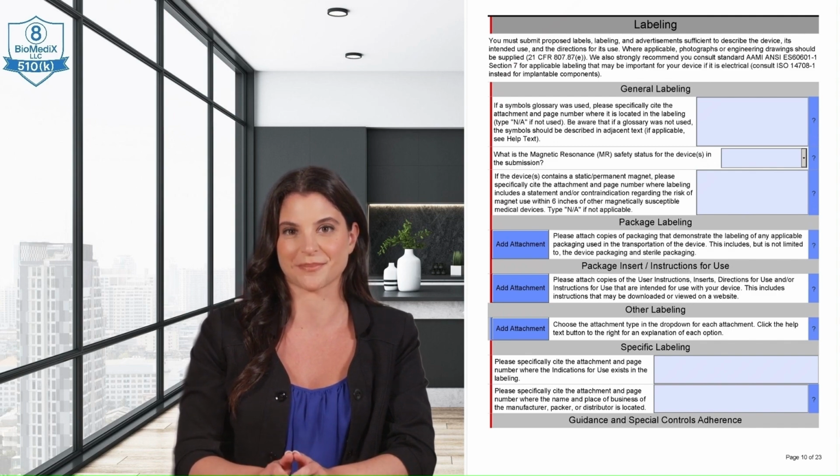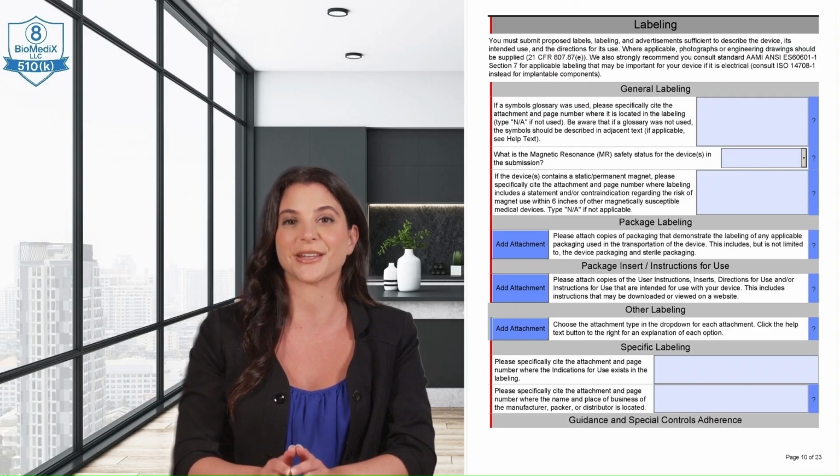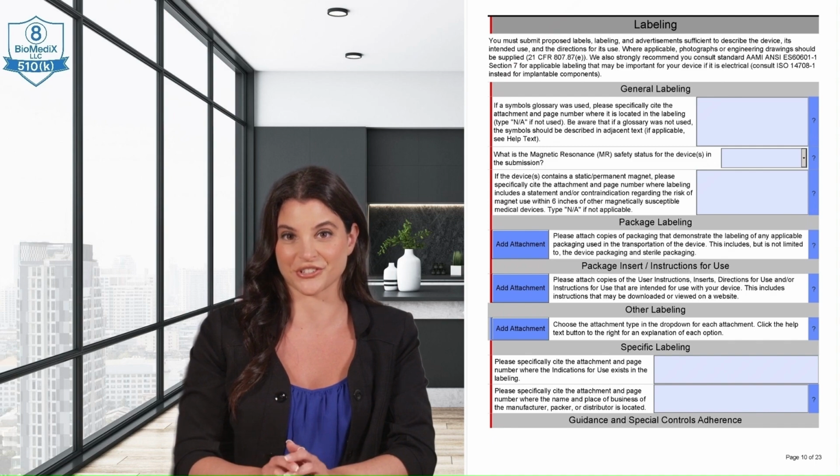You must also state the magnetic resonance, MR, safety status for the device or devices. If the device contains a static and permanent magnet, cite where labeling includes a statement and/or contraindication regarding magnet use. Under Package Labeling, you will attach copies of packaging demonstrating labeling for transportation, including device and sterile packaging. Under Package Insert and Instructions for Use, attach copies of user instructions, inserts, directions for use, or instructions for use.